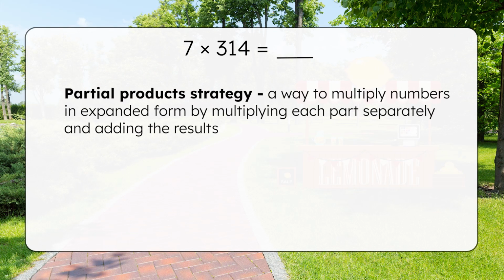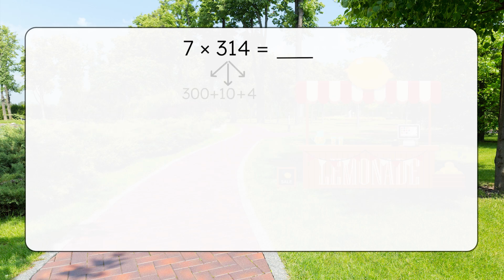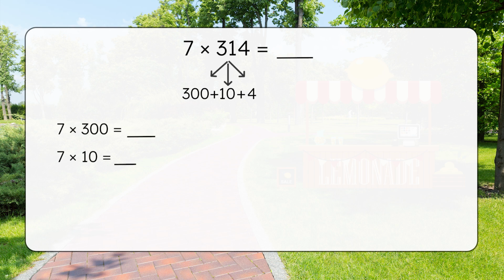The partial product strategy works a lot like the area model. They both start by expanding the number. 314 is 300 plus 10 plus 4. Instead of drawing a rectangle, we just multiply each part by 7. 7 times 300, 7 times 10, and 7 times 4.